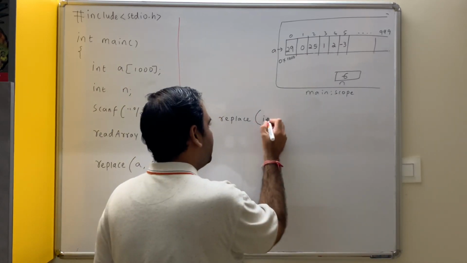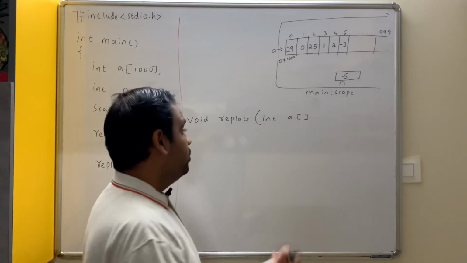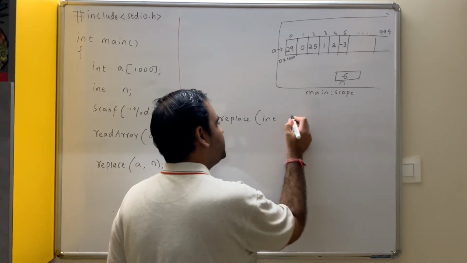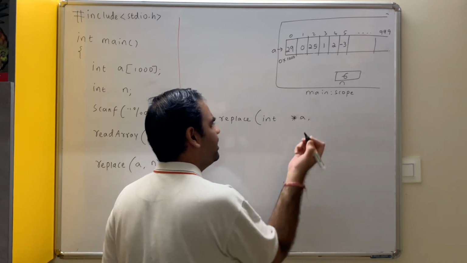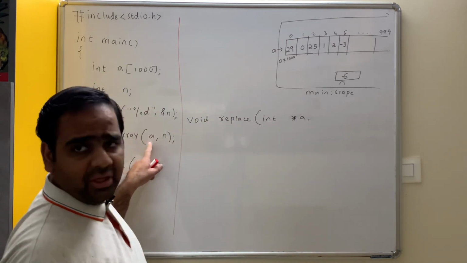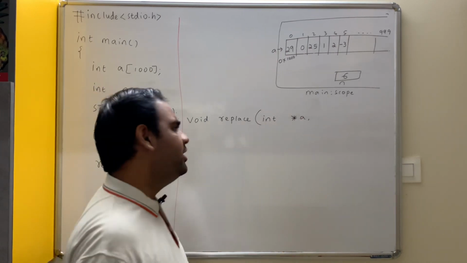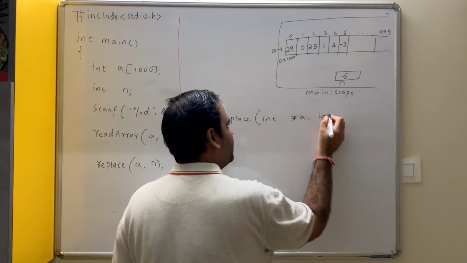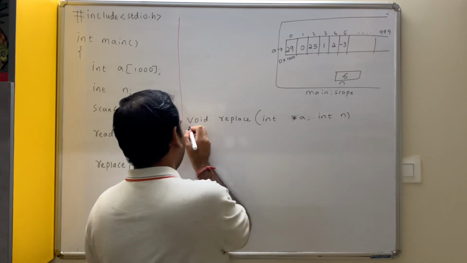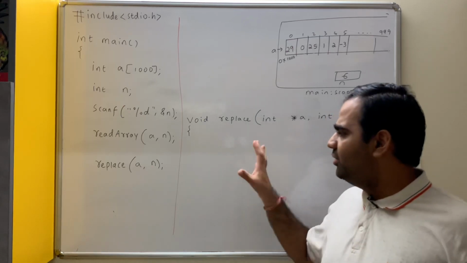Therefore, you can write integer one dimensional array this way, or you can write it as int star a, because we know that the array name gives the base address and an address can be stored in a pointer. You can say int star a or int a of, and the second parameter is integer n.